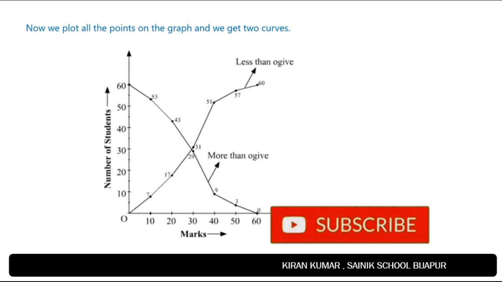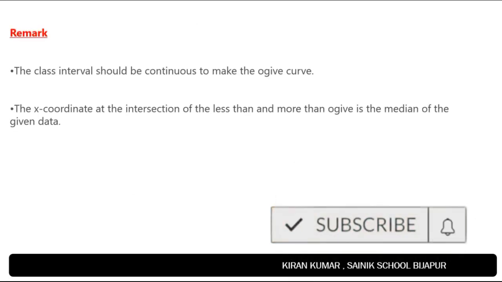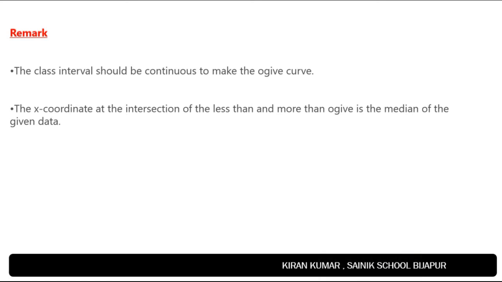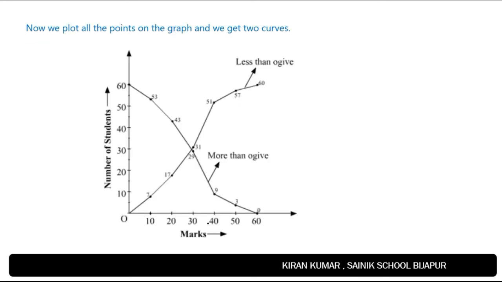The most important thing you need to remember is that the class intervals should be continuous to make the ogive curve. The x-coordinate at the intersection of the less than and more than ogives is the median of the given data. In the graph, you can see this point of intersection. This point will give the median. So the use of drawing the more than and less than types is that we can find the median of the given data.